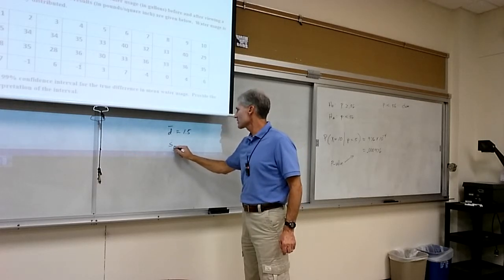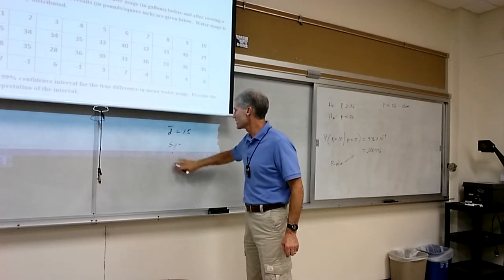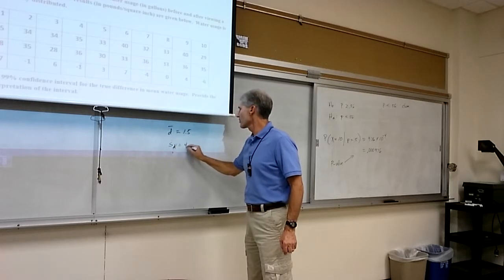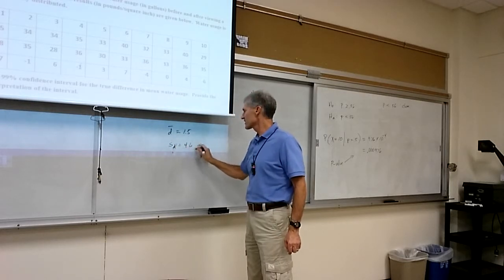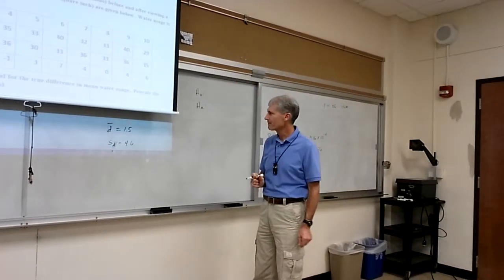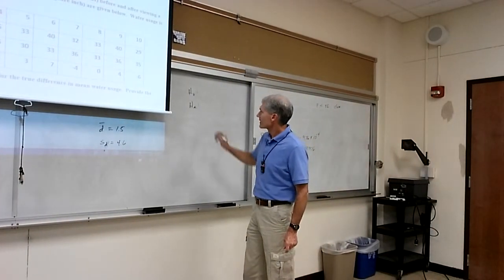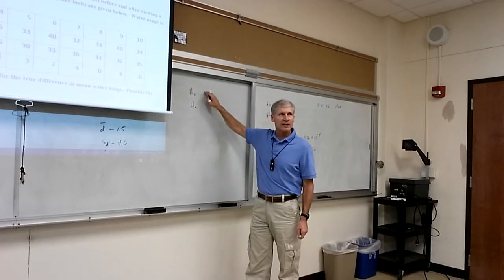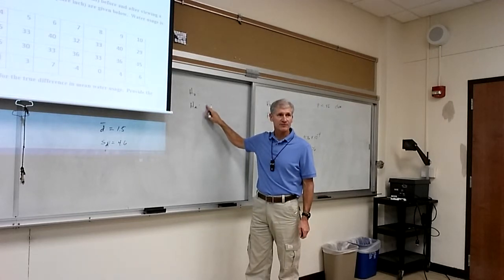Okay, standard deviation of the differences, that should be a d, is 4 point what? 6. And that's several zeros, right? There's 2 of them, yeah, so that's good enough. Okay? Now, let's write down the null and alternative hypothesis.